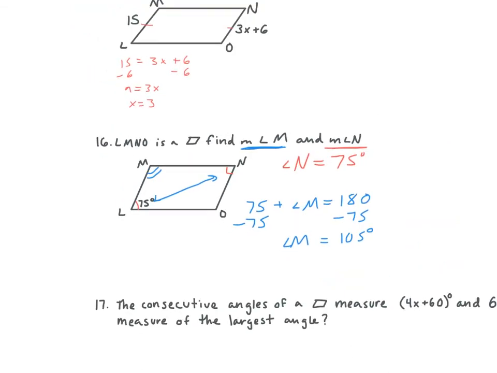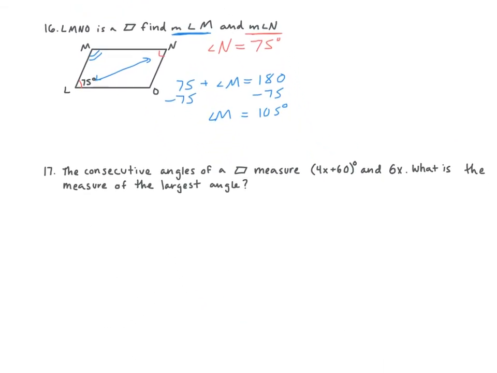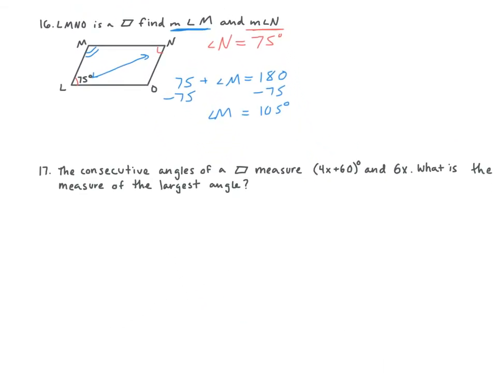Ready for the next one? So the consecutive angles of a parallelogram measure 4x plus 60 and 6x. What is the measure of the largest angle? So what do we know about the consecutive angles of a parallelogram? They add up to 180. So let's add them and set it equal to 180. And now let's solve for x.